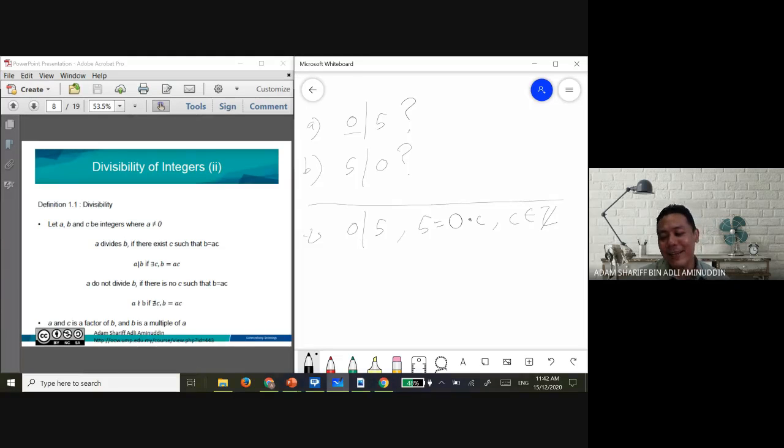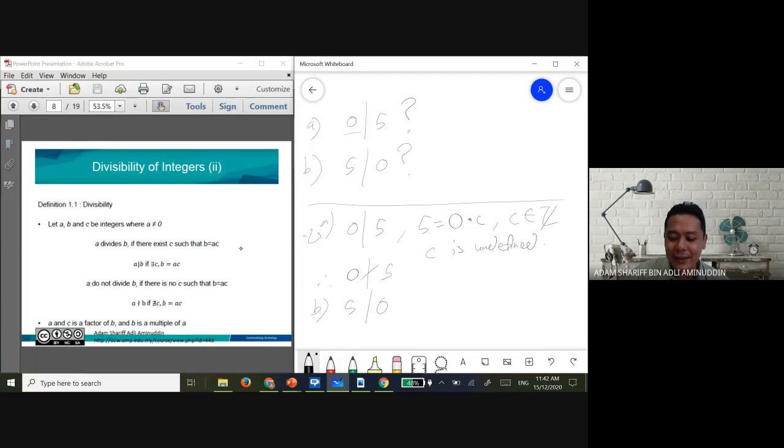Zero times something to get 5? Not possible. Therefore, C is undefined. Therefore, 0 is not a factor of 5. In this case, I don't want to answer that C is not an integer; we don't even know what C is. So we can say that 0 is not a factor of 5. That's why, when you put 5 divided by 0 in the calculator, it gives a math error, right? It's undefined.